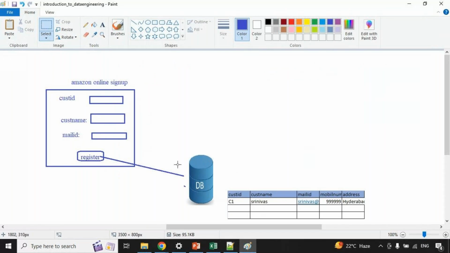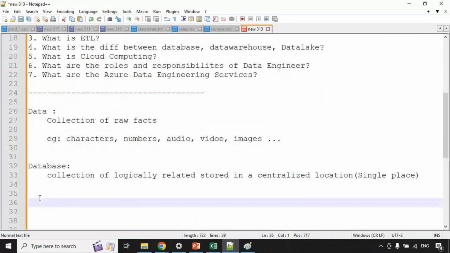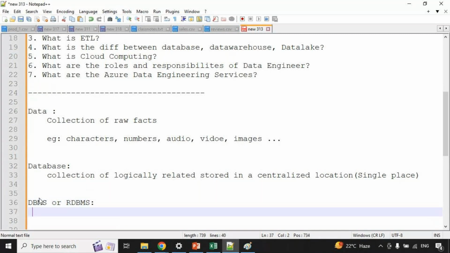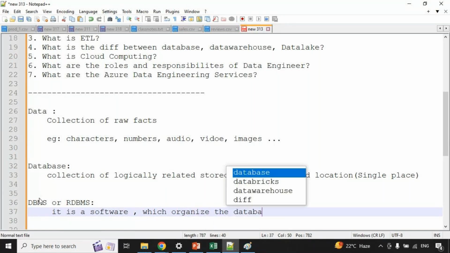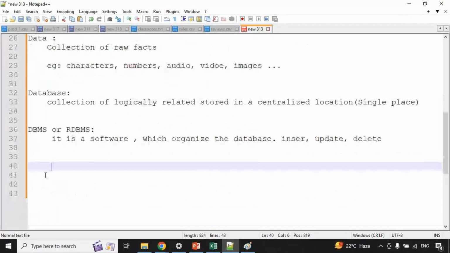Okay, so here we are going to maintain the data in the tables. To organize the database, there is a software, a DBMS or RDBMS, database management system or relational database management system, which organizes the database. So insert, update, delete: whatever operations you perform on the database, we can manage using the software.